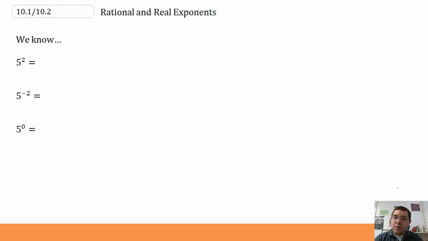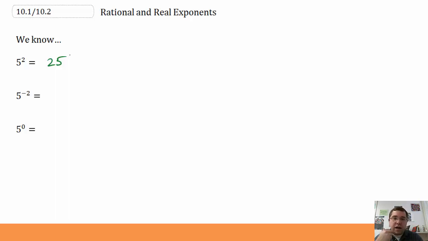This is sections 10.1 and 10.2 of Honors Algebra 2, rational and real exponents. So we know how to deal with some exponents. We know what 5 squared is. We know that's 25. So we can take a number to an integer power, as long as that integer is positive, it's pretty easy.